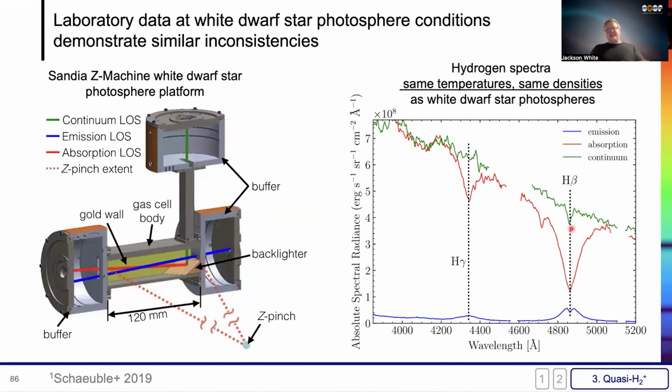And so what we would expect is that if we generate, say, plasmas at something like the Sandia Z machine, and we generate a hydrogen plasma at the same temperature, the same density as a white dwarf star photosphere, and we look at spectral lines from these experimental platforms at the same temperatures and at the same densities as white dwarf stars, what we would expect to see is that our theory works really, really well at these conditions.